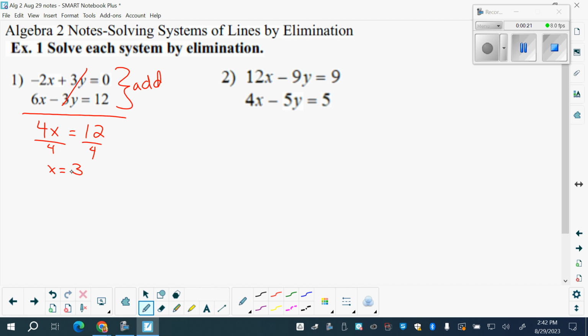We want to substitute and find the y value. So we can use either equation this time. It doesn't matter which one. I'm going to choose to use the first one. So -2, and I'm going to substitute the 3 for the x.